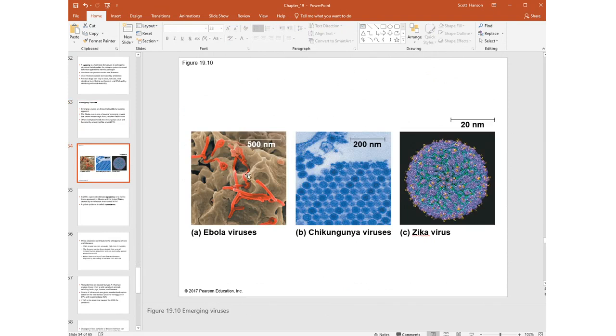So here's what Ebola virus looks like. A very nice color photo. And these were all taken under electron microscopes. Chikungunya virus, kind of a unique pattern there. And then the Zika virus, looks like a strange orb, or maybe looks kind of like the Death Star from Star Wars. I don't know. But the Zika virus.